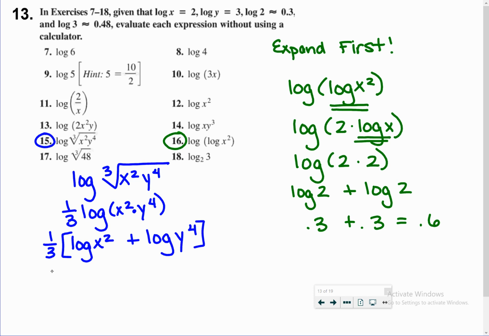I've got a couple more exponents now that I separated those I can bring down. So I have 2 times log x plus 4 times log y. Okay, and this is where I can just plug in my given information.